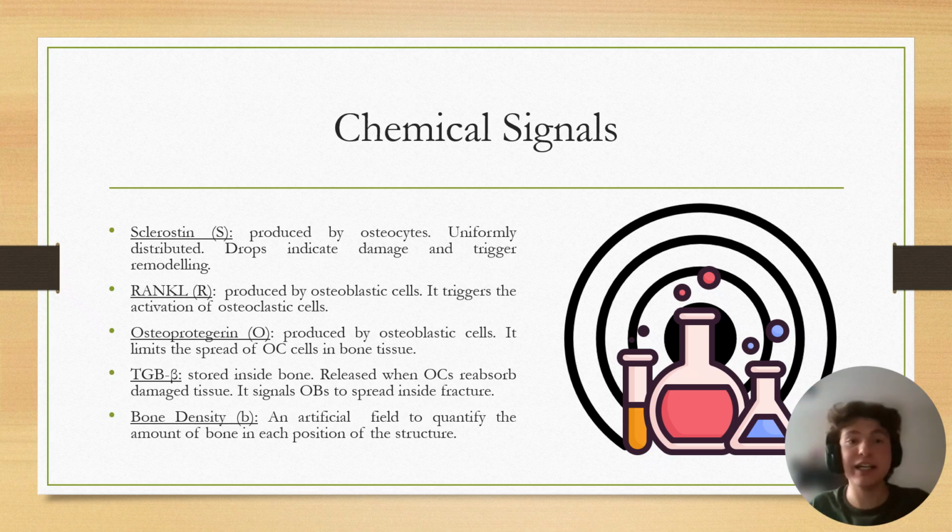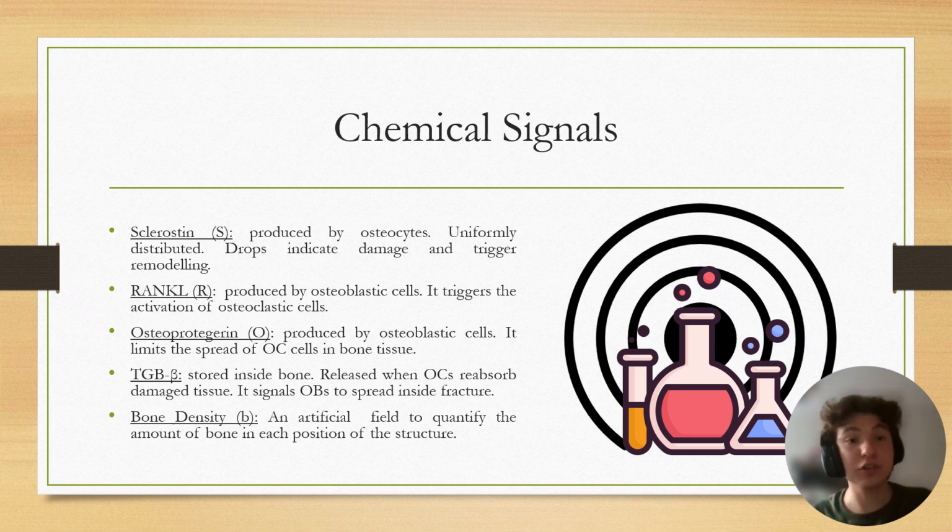There are many chemical signals involved in the bone remodeling process, but the main signals we considered for our models are the following. First, we have sclerostin, which is a signal uniformly distributed in the bone because it's produced by osteocytes. And a drop in this signal actually indicates damage and triggers the start of the remodeling process. Then we have RANKL, which is a signal produced by osteoblastic cells, and it triggers the activation of osteoclastic cells at the beginning of the reparation. So RANKL actually indicates the start of the bone resorption process.